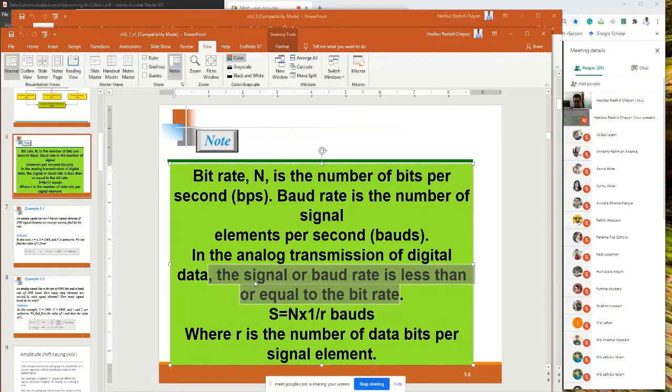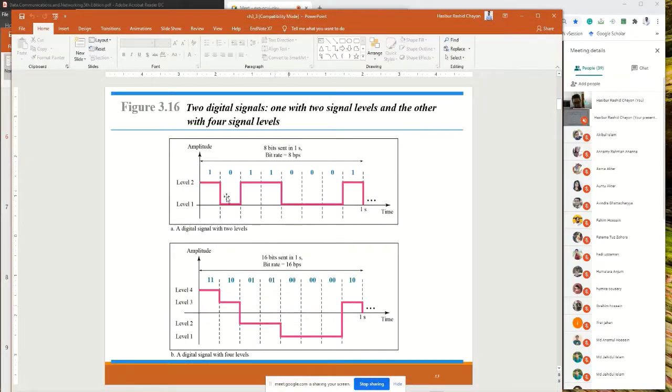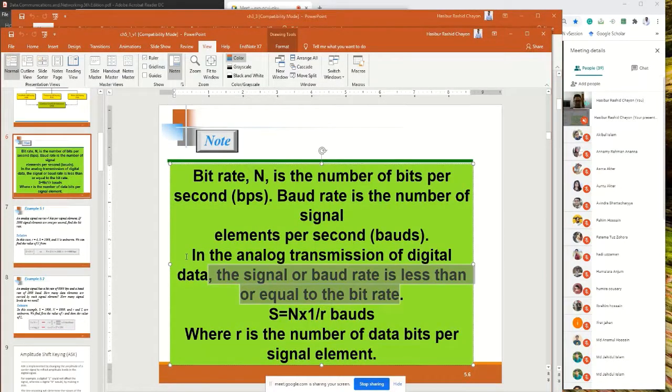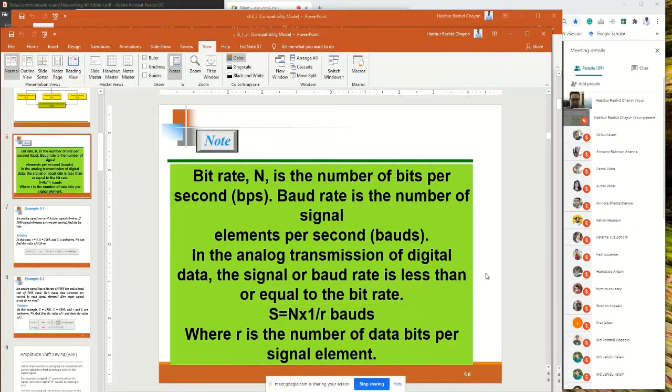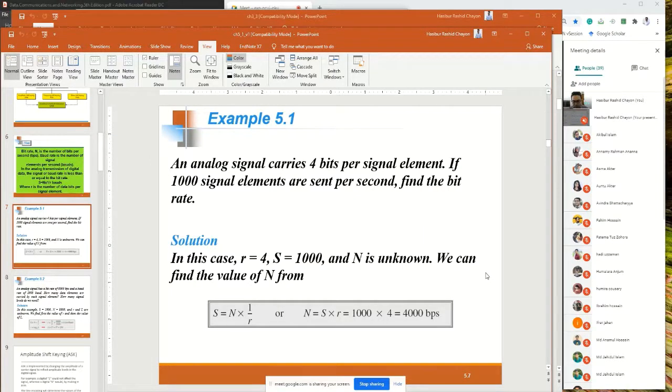That is the proof. Like what it says, the signal or baud rate is less than or equal. So either it is equal or it is less than the bit rate. So the baud rate should be equal like this, or should be less than the bit rate like this. Right, so that is another rule, and that is true every time. That's why they have said that in analog transmission of digital data, the signal or the baud rate is less than or equal to the bit rate, and that is the equation. Very simple equation.